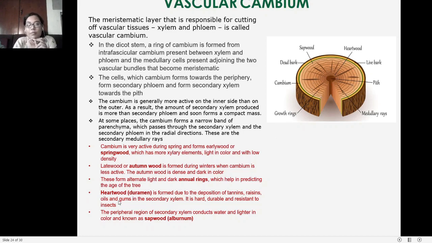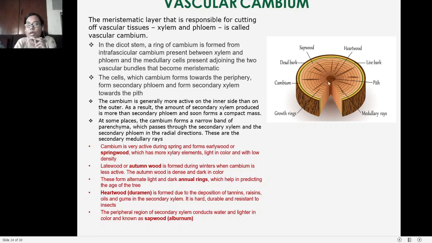Now let's come to heartwood and sapwood. Heartwood is also called duramen. As you can see, heartwood is the dark colored central wood. Heartwood is formed due to deposition of tannins, resins, oils and gums in secondary xylem. It is hard, durable and resistant to insects. So heartwood is very hard and durable, and it is formed by deposition of various products like tannins, resins and such things within the secondary xylem.